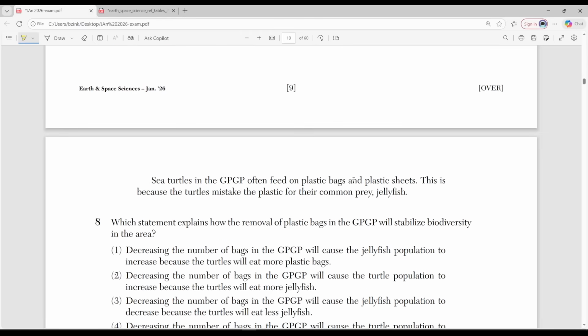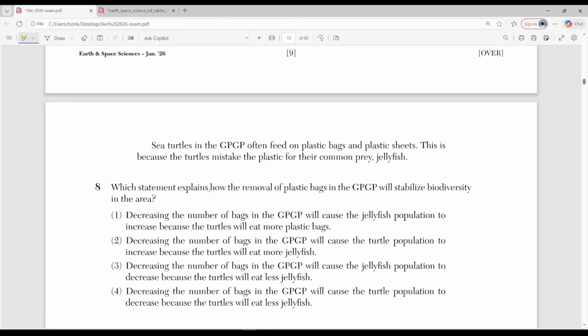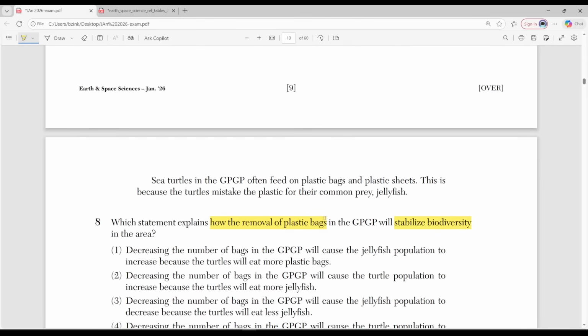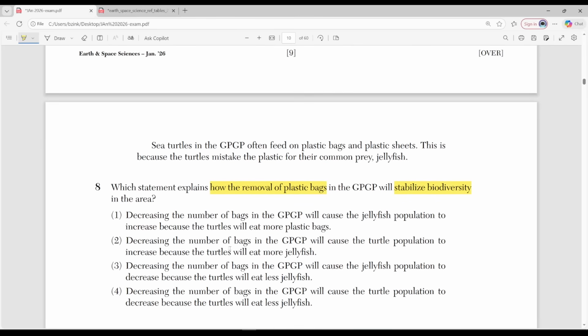Sea turtles often feed on plastic bags and plastic sheets. This is because the turtles mistake the plastic for their common prey, jellyfish. That's sad. Which statement explains how the removal of plastic bags will stabilize biodiversity in the area? Well, if we take the plastic bags away, then the turtles won't die. But now they're asking for jellyfish. So basically, it's saying the jellyfish will be eaten more because now the turtles aren't dying from the plastic. So we're going to have less jellyfish and more turtles.